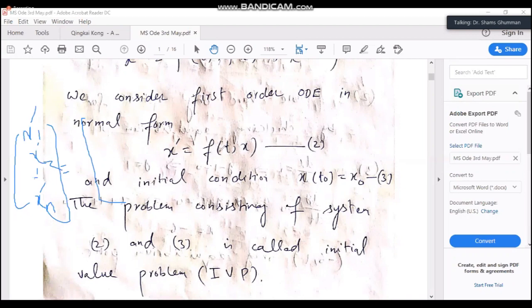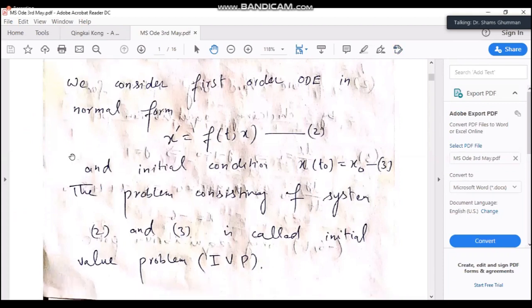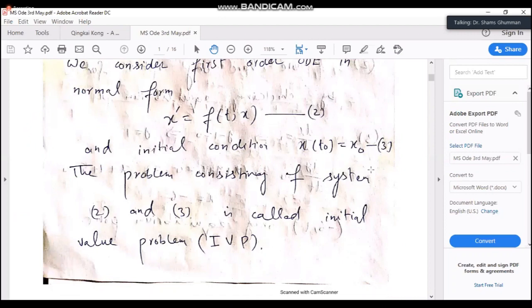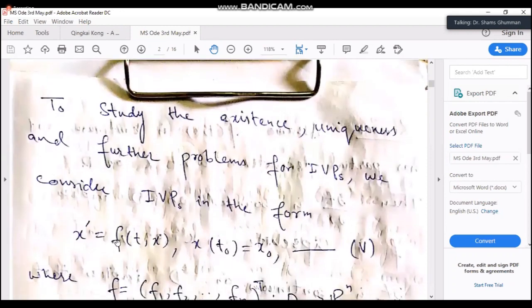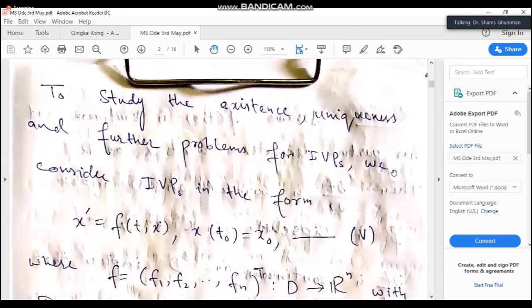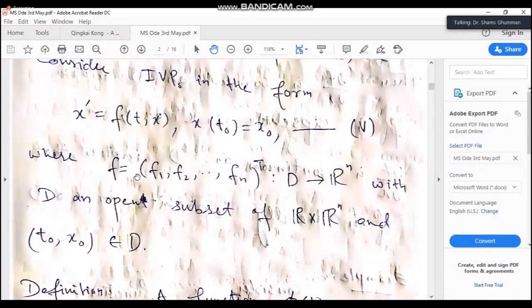domain d, the function f is defined from d to Rn. Okay, and the domain is an open set of R cross Rn. Choose any interval or can take R, it depends on the function. So this is the variable t from R and the variable x from Rn, and t0, x0 is the initial condition, so it must belong to the d, that is the domain of the function.